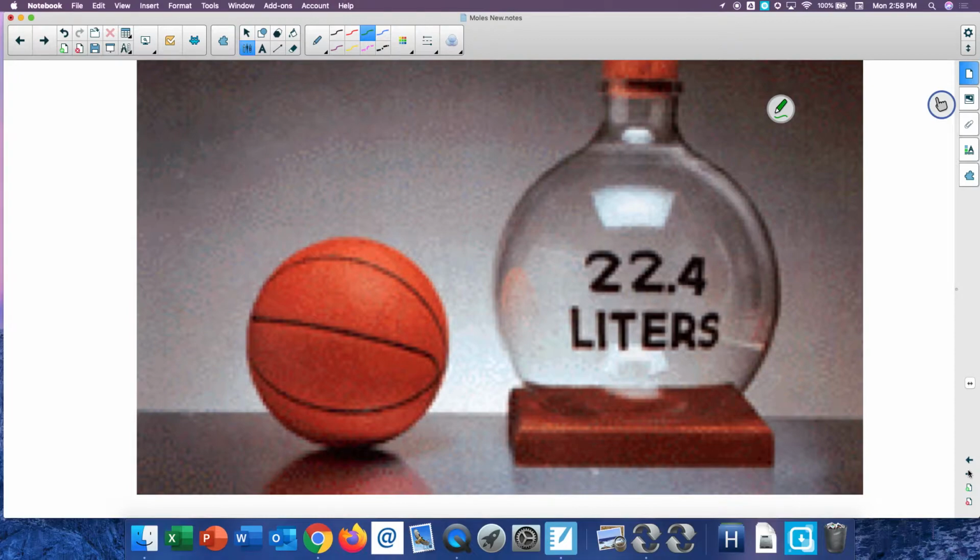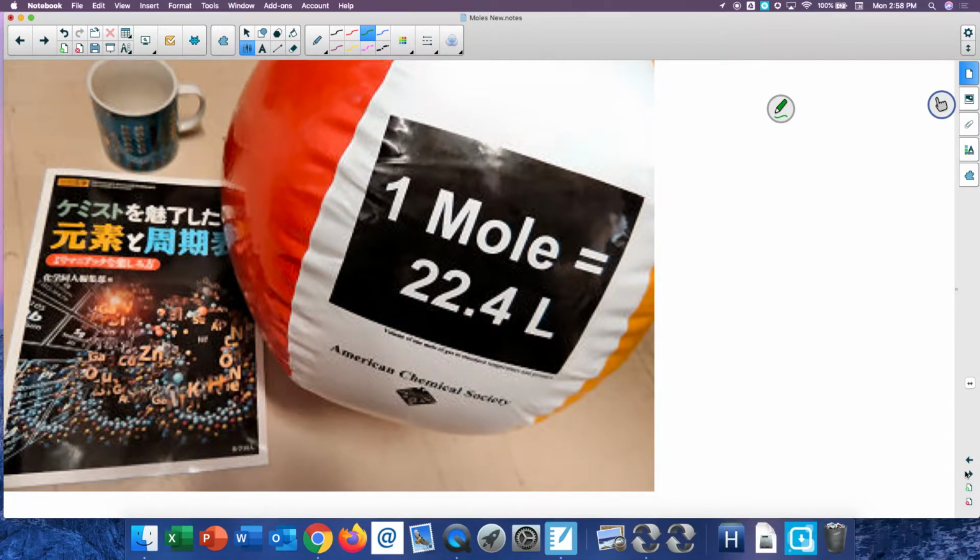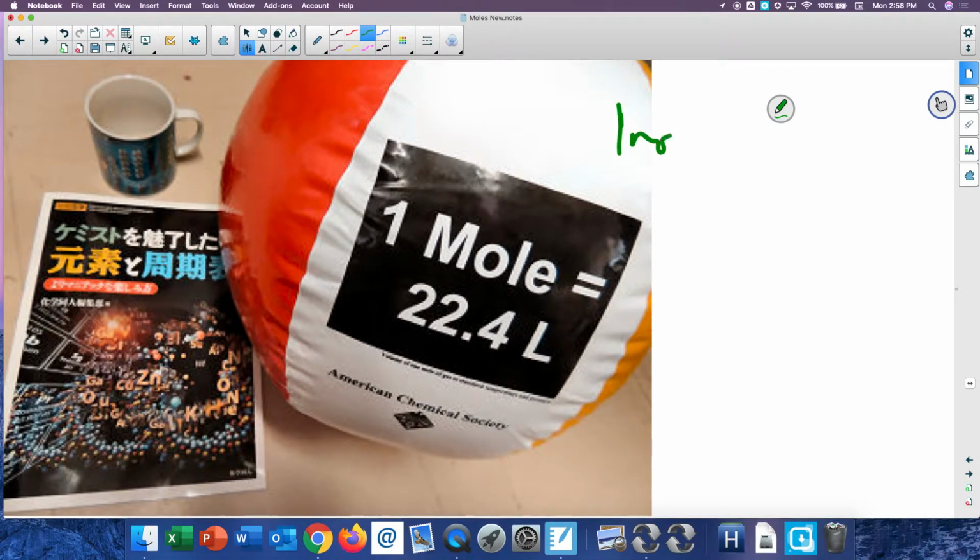So this is a gas. You have 1 mole, it takes up 22.4 liters. Let's write that down. 1 mole equals 22.4 liters. The American Chemical Society for a while made beach balls that were exactly 22.4 liters. You could show your students, here it is, and toss 1 mole of gas out at them. Unfortunately, they ran out. They're so popular.